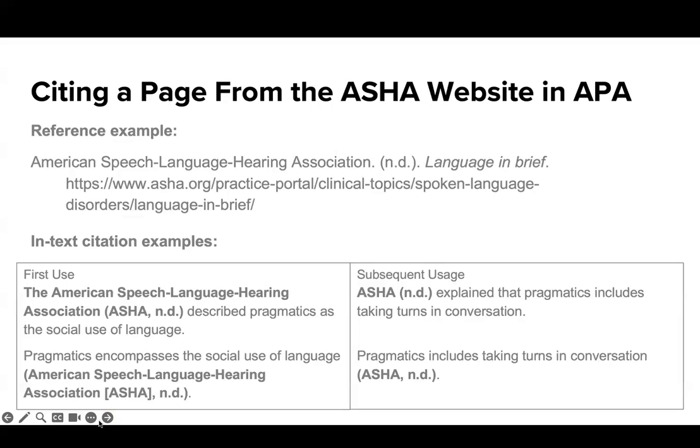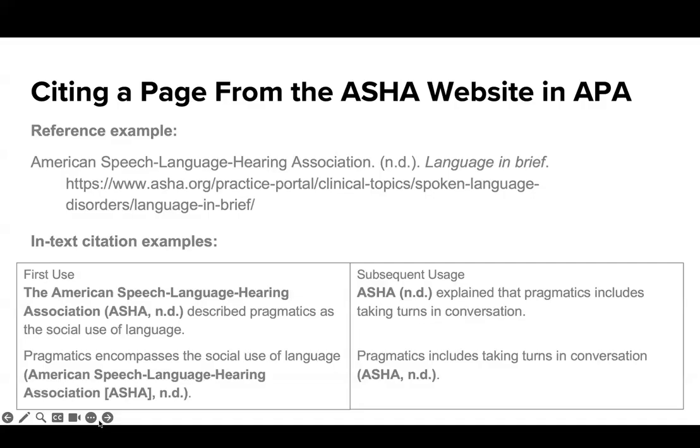But if you happen to name or cite ASHA at least 3 times in your work, you can follow the format shown here. On the left, it shows what to do for the first use. You provide the full name of the group on the first mention in the text, followed by the abbreviation in parentheses. So if the group name appears in the narrative citation, include the abbreviation before the year in parentheses, separated from the date by a comma. The American Speech Language Hearing Association (ASHA, n.d.).